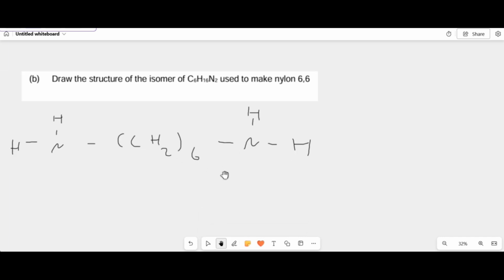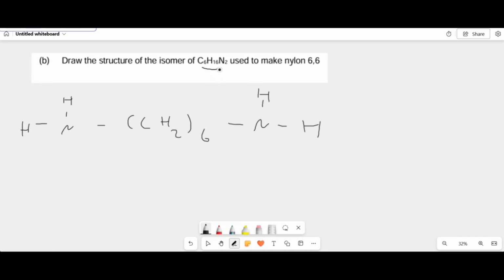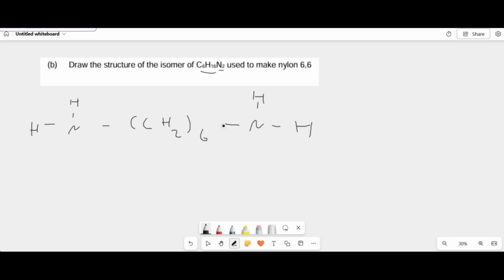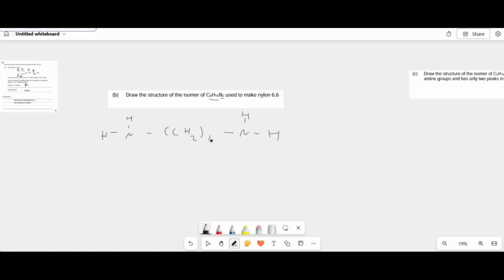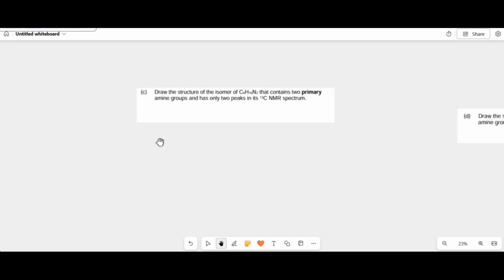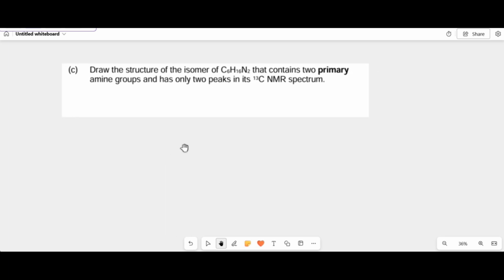You shouldn't have to guess this. You can guess it, obviously, based on this. You know it's going to be a hexane kind of situation, and you know you've got to have the NH2 groups on either side. So you can guess it, but you shouldn't have to. You should just know this. Alright, come on. Draw the structure of the isomer that contains two primary amine groups.